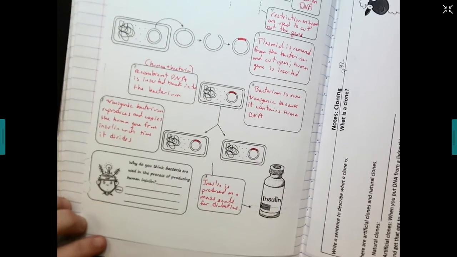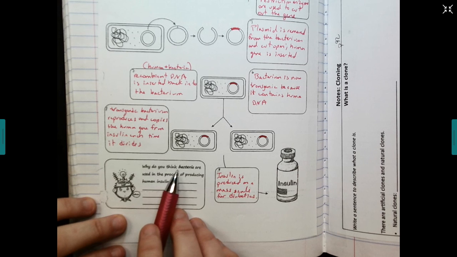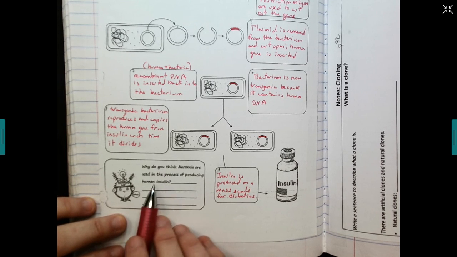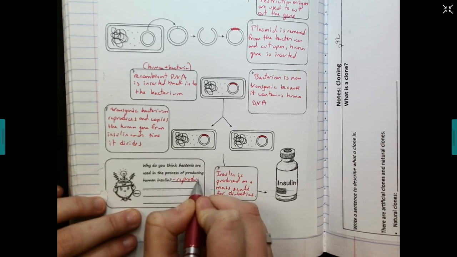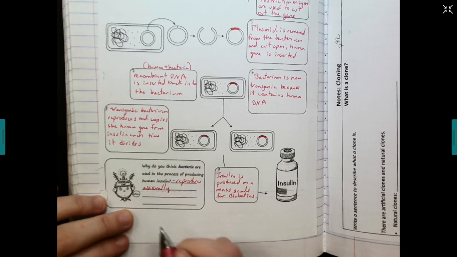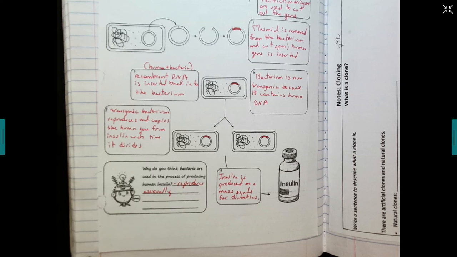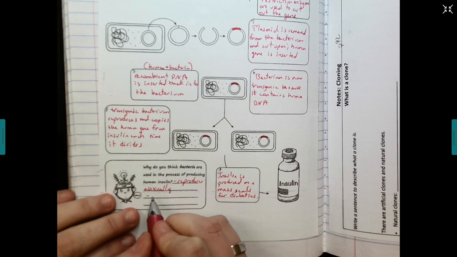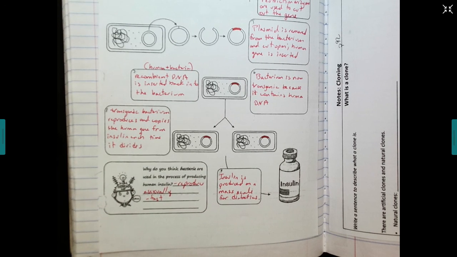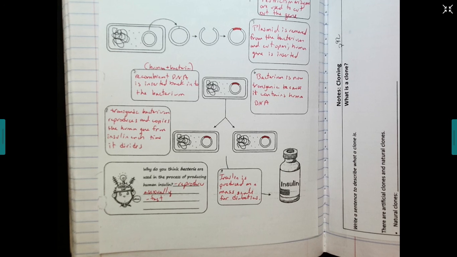So our last question down here, why do you think bacteria are used in the process of producing human insulin? Well, for one, they reproduce asexually, right? So remember, that means that they don't have to find a partner and they can reproduce very quickly. So they reproduce asexually, right? So it's fast, and you don't have to go and wait for the bacteria to find someone to reproduce with. So it's very easy to get a hold of a lot of insulin if we use bacteria.